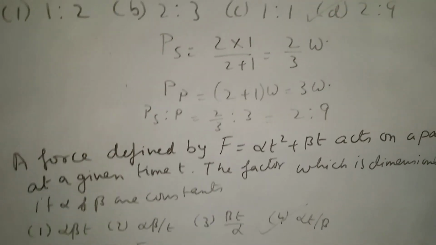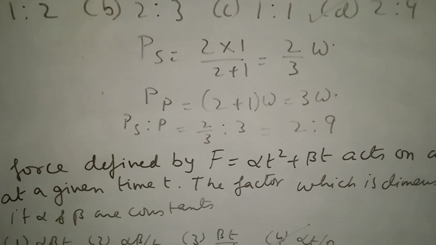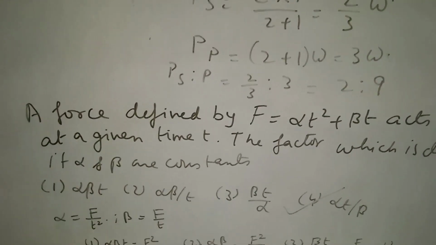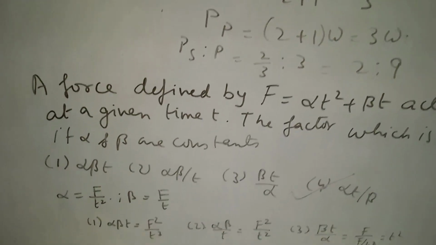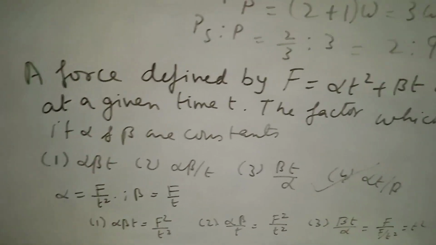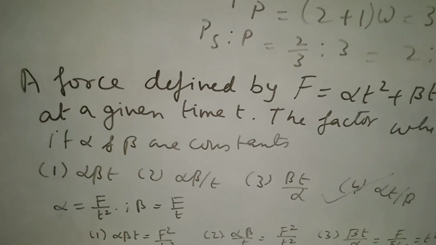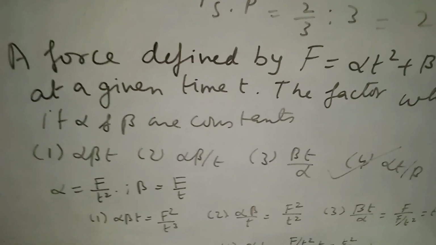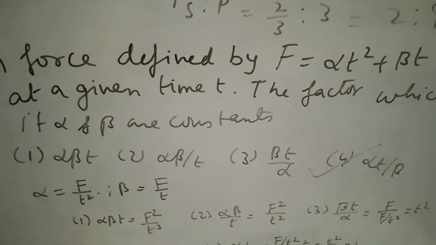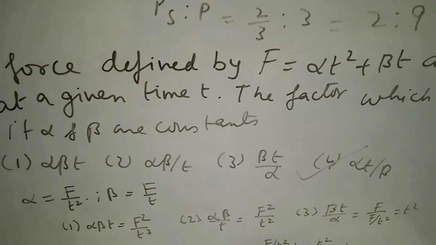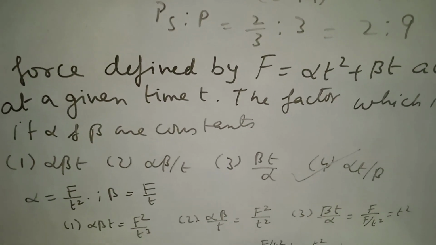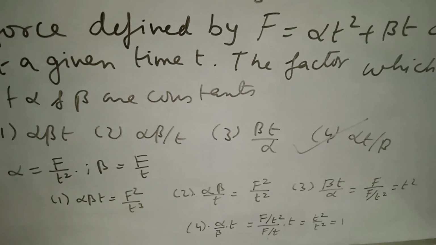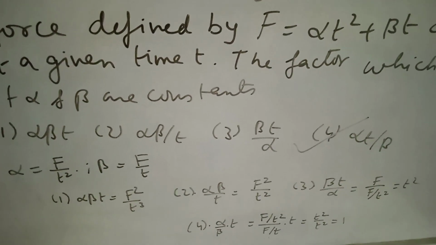So as we know from this equation, alpha t square dimension has to be same as F, and same goes to beta into t. So alpha t square equals F, so alpha equal to F by t square. So similarly beta equal to F by t. So now we have solved each and every option. So alpha beta into t will give you F square by t cube, which is not coming dimensionless. Number 2 alpha beta by t will come F square by t square, which is also not the same.